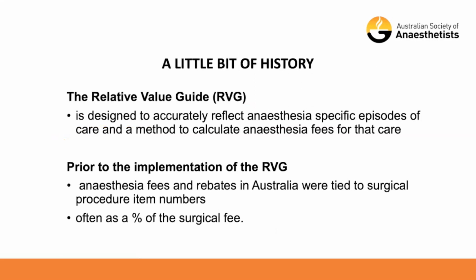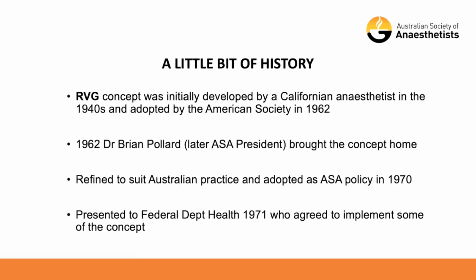So first of all, the Relative Value Guide. It's designed to accurately reflect anaesthesia-specific episodes of care, and it's a method to calculate the fees for that care. Prior to the implementation of the RVG, our fees were essentially tied to surgical procedure item numbers, and they were often just a percentage of the surgical fee.